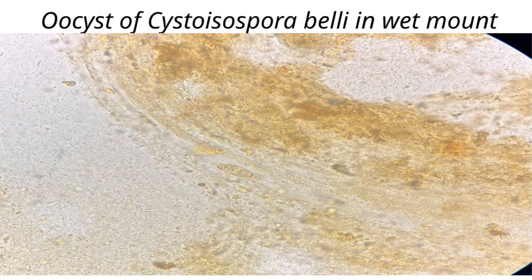Today, we'll be exploring the oocyst of Cystisospora belli in wet mount preparations. On this first slide, you can see an image of the oocyst itself. Over the course of this presentation, we'll discuss its characteristics, how to identify it under the microscope, and its clinical significance. Let's get started and dive into the fascinating world of parasitology.